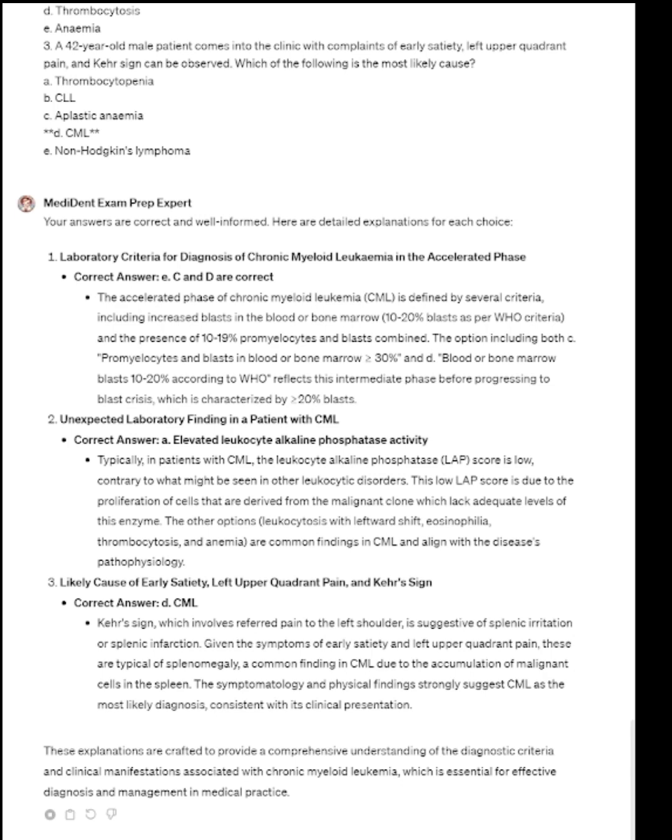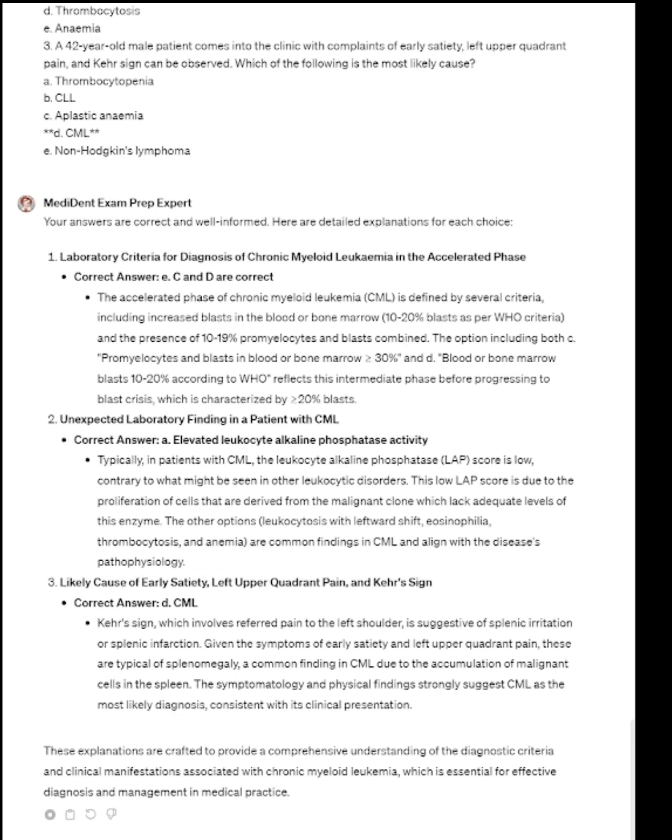2. Unexpected laboratory finding in a patient with CML. Correct answer, A, elevated leukocyte alkaline phosphatase activity, LAP. Typically, in patients with CML, the leukocyte alkaline phosphatase, LAP, score is low, contrary to what might be seen in other leukocytic disorders. This low LAP score is due to the proliferation of cells that are derived from the malignant clone, which lack adequate levels of this enzyme.